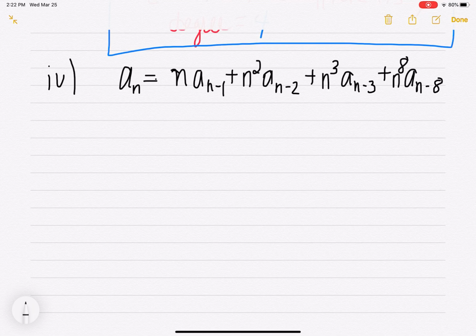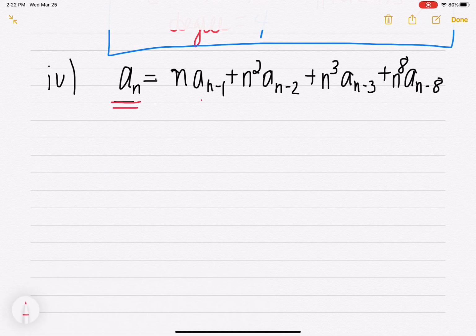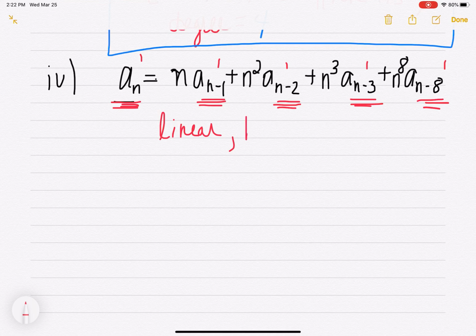This would be linear. If you look at the a_j's, it'd be like a_(n-1), a_(n-2), a_(n-3), a_(n-8). They all have a power of 1 on them, right? 1, 1, 1, 1, 1. So it's linear. It is homogeneous because the only terms are these a_j's. We don't have any extra terms like a constant on the end or some kind of variable expression on the end. So it's homogeneous.